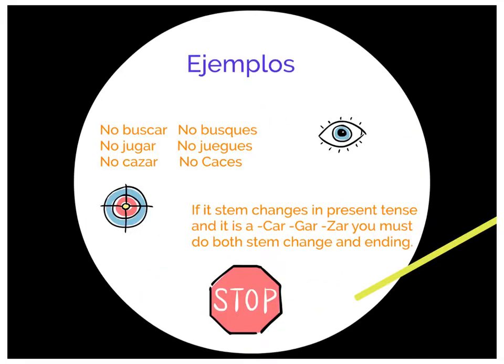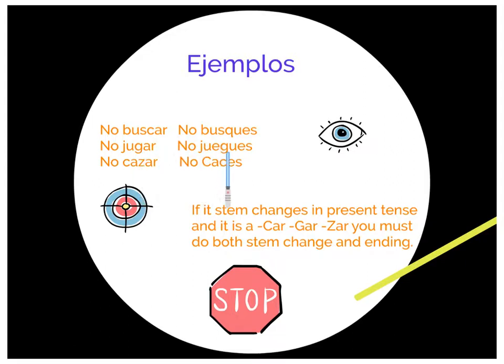So some examples of what these look like. We've got no buscar, don't look for. You like my little eyeball there? No busques, B-U-S, then I chop off my car and I add Q-U-E-S. For jugar, this one is especially extra special because this U changes to a U-E as a stem changer, and it's a gar, so you have to add G-U-E-S. So that's like a double whammy.